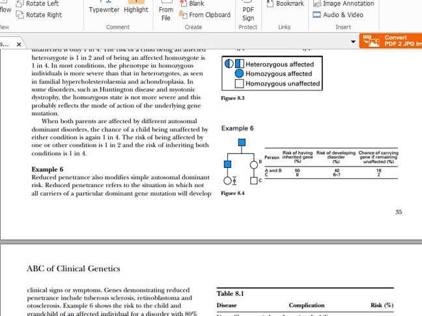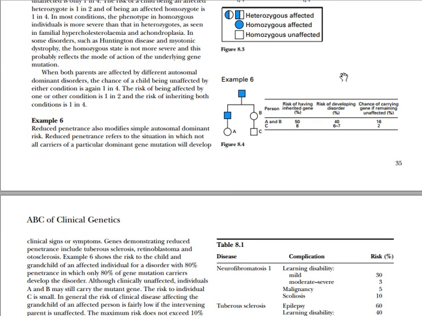Penetrance is just telling you that there are certain people with autosomal dominant disease, or even with autosomal recessive disease, that are not going to express the disorder. Is it clear? So there are certain people inside autosomal dominant or autosomal recessive disease that are not going to express the disorder. That is the penetrance.